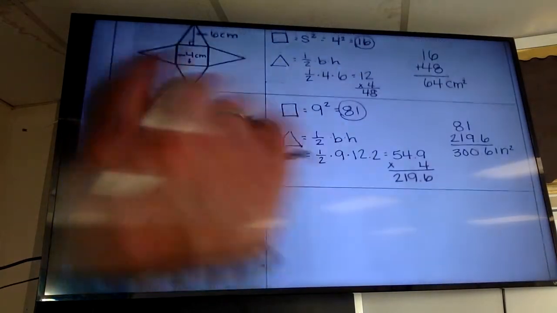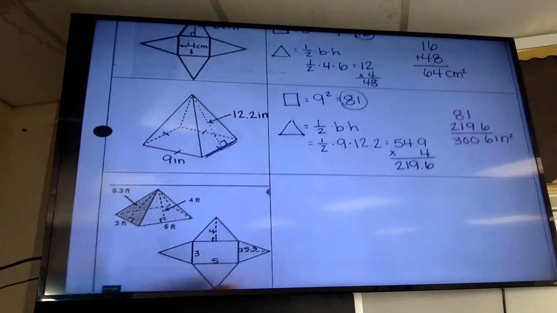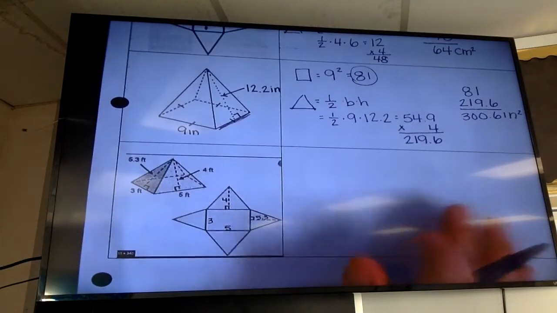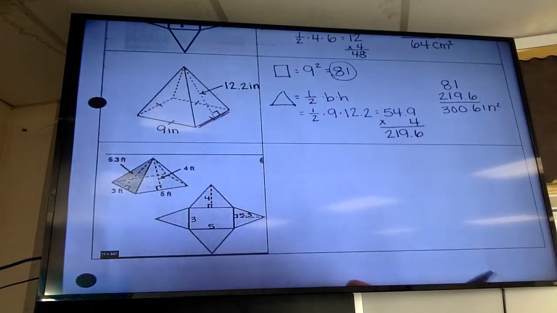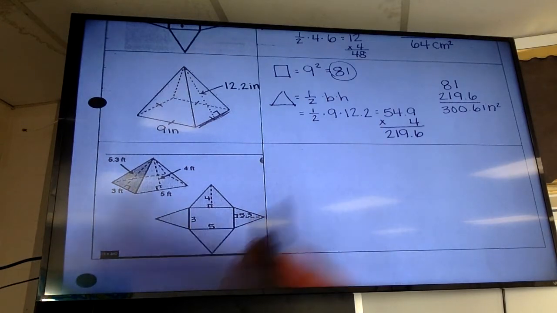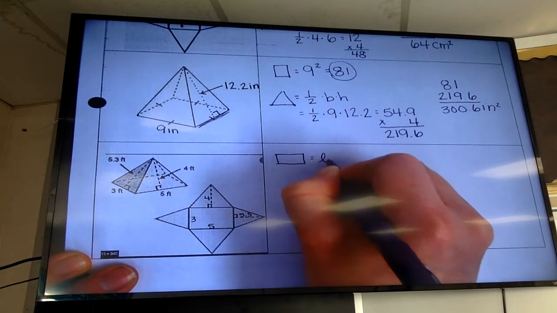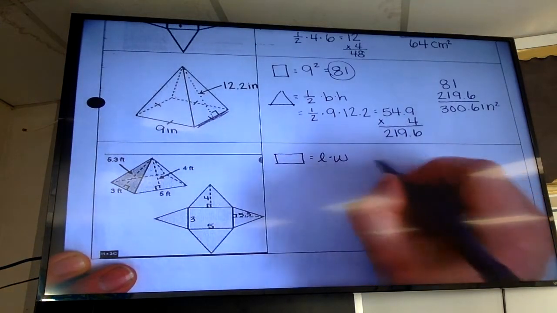All right, so that's one type. That was a square pyramid. Now I have a rectangular pyramid, and a rectangular pyramid is similar but different at the same time. So just like the square pyramid, we're going to start with the bottom base, and in this case, it's a rectangle. And I know the formula for a rectangle is length times width.